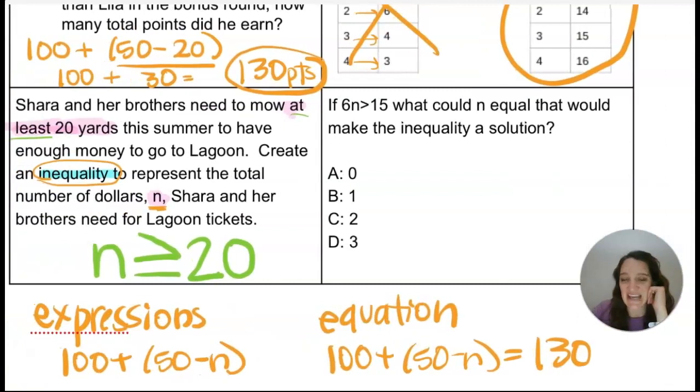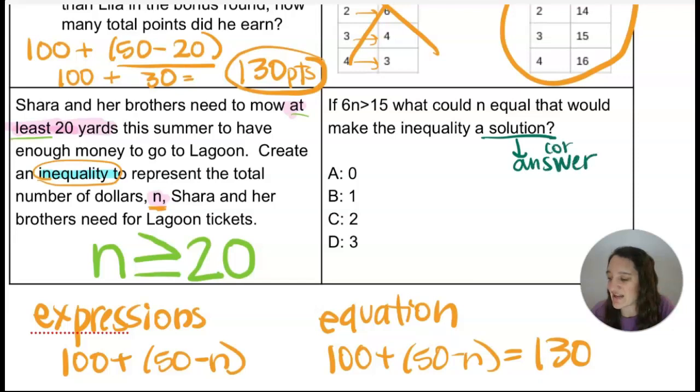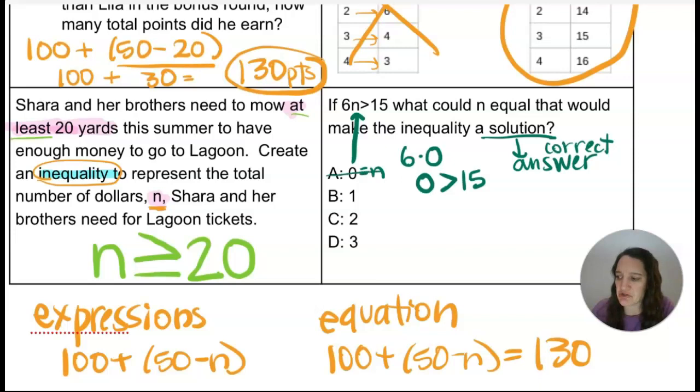If 6 times N is greater than 15, what could N equal that would make the inequality a solution? Here's another vocabulary word. Solution means an answer, like a correct answer. Something is a solution, it works, right? So if we plug in 0 for N, would that make it true? Well, 6 times 0 is 0. Is 0 greater than 15? No, so that is not the correct answer. It's not the correct solution.